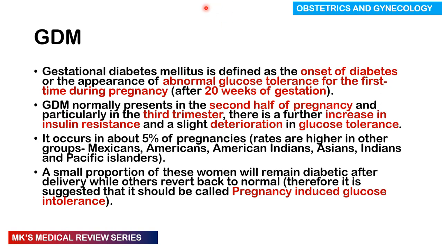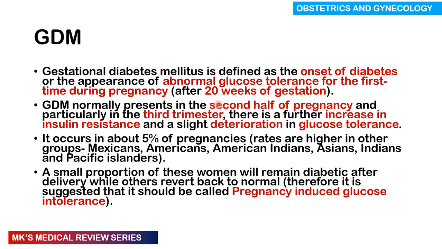So remember that gestational diabetes mellitus is going to be much more common in the second half of pregnancy, particularly in the third trimester, because as we go further and further during pregnancy, the insulin resistance is going to increase, and also there's going to be a slight deterioration in glucose tolerance. Remember that about 5% of pregnancies are going to develop GDM, but the rates are higher in other specific groups like Mexican Americans, American Indians, Asians, Indians, and even Pacific Islanders.